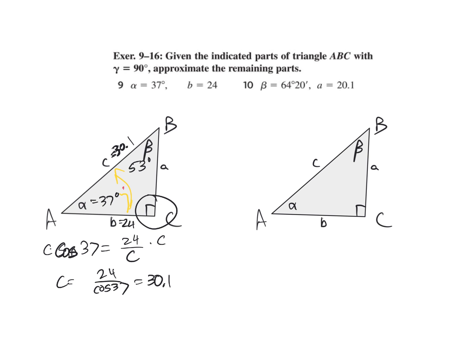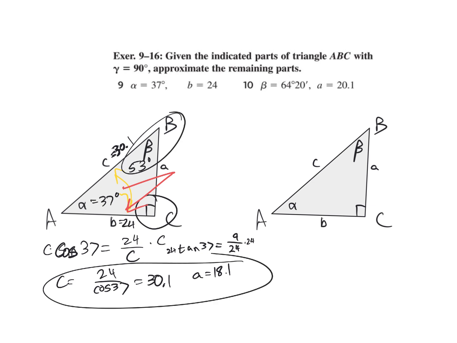Now we'll use opposite and adjacent, so that's tangent. The tangent of 37 is equal to A over B, 24. So multiply by 24: take 24 times the tangent of 37, and you get 18.1. So A is 18.1. So there are lots of different answers you're supposed to get. There's beta, and then your C and your A that you had to get.